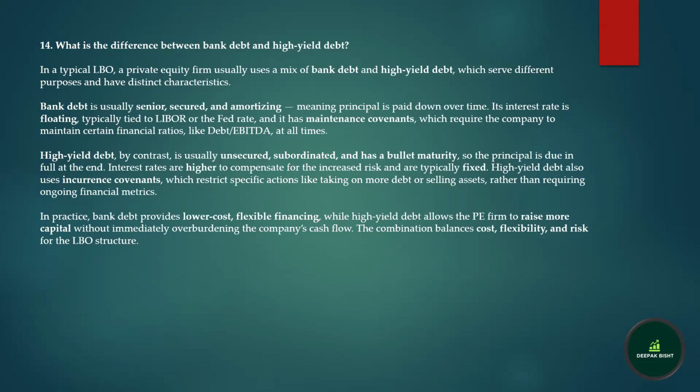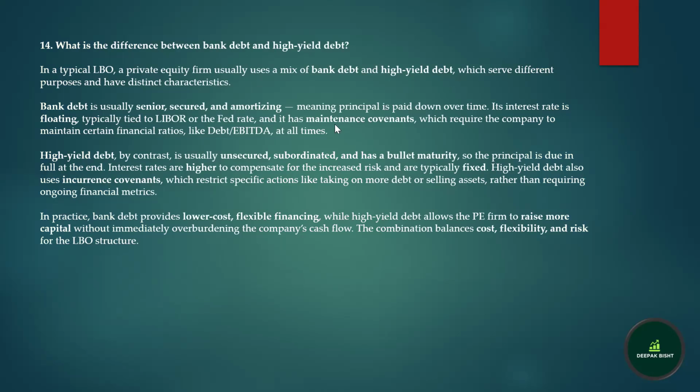And in a high yield debt, from the interest rate and yield perspective, high yield debt is often referred to as junk bonds, which carry higher interest rates because they are considered riskier. These bonds are typically unsecured and come with a greater risk for investors. The interest rate on high yield debt is fixed, meaning it does not fluctuate with market rates. So in high yield, the more the return, the riskier the investment. Hence the name high yield.